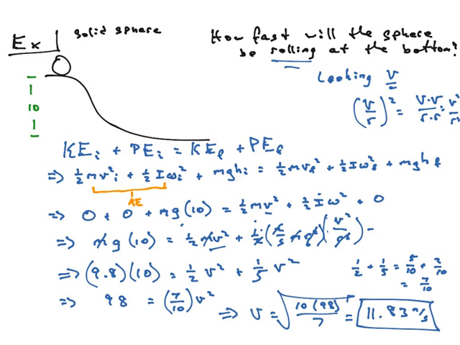Once you've done that, a whole bunch of stuff cancels out, and you're only going to have V as your unknown. The numbers might be different. Instead of 2/5, it might be 2/3, it might be 1/2. It depends what's the thing rolling. But once you get to this point, you should be able to handle the little bit of algebra to find your V.